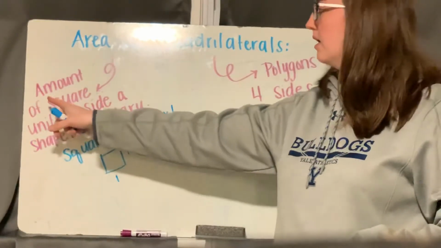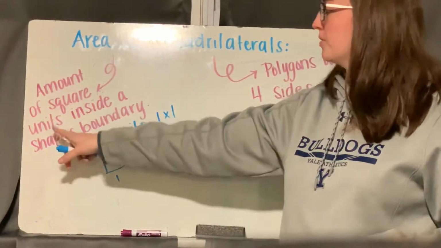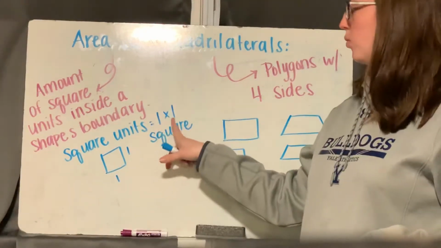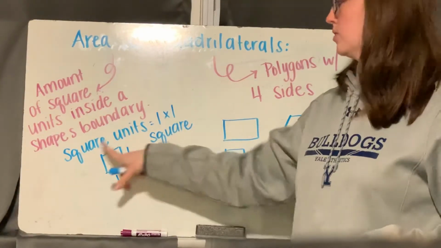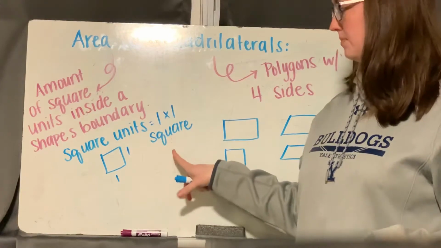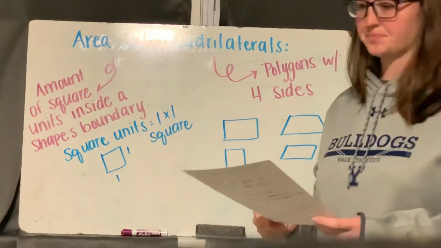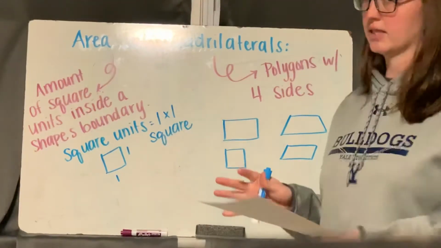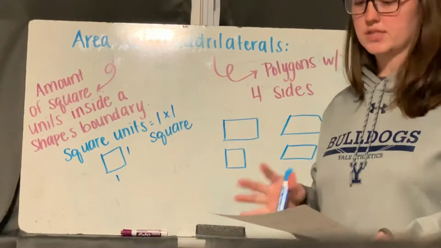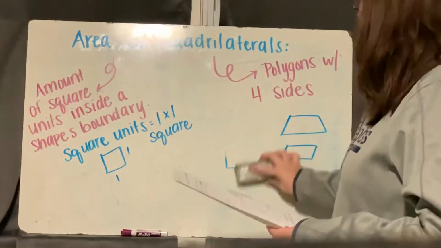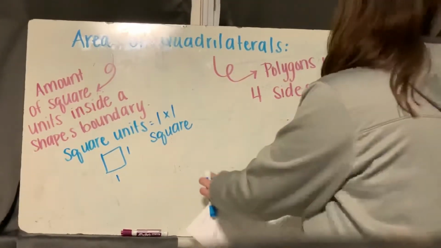Like we said, area is the amount of square units that are inside a shape's boundary. Square units are 1 by 1 squares. So literally a square unit, and unit always means 1. Again, this is going quickly, so pause if you need to. First one we're going to talk about is finding the area of a square.